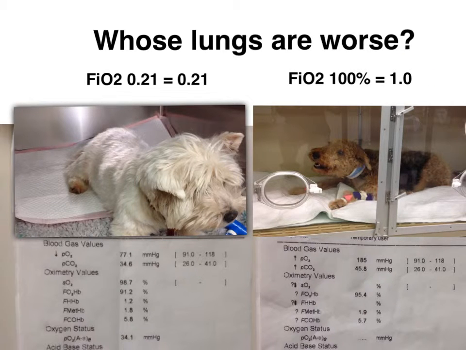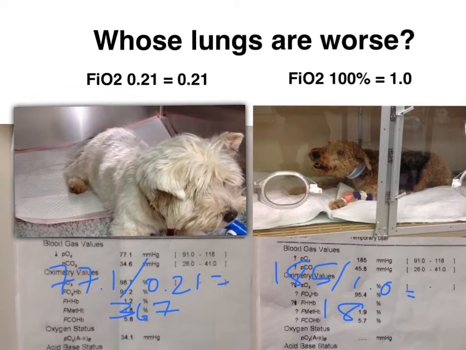So how do we decide whose lungs are worse? We're going to do a PF ratio, and so we're going to say 77.1 divided by 0.21 is about 367, whereas we don't even really need to do the math here. This is 185 on the Airedale divided by 1.0, that's 185. So remember, normal PF ratio should be 4 to 500, so clearly the Airedale has a more serious gas exchange abnormality than the Westie does.